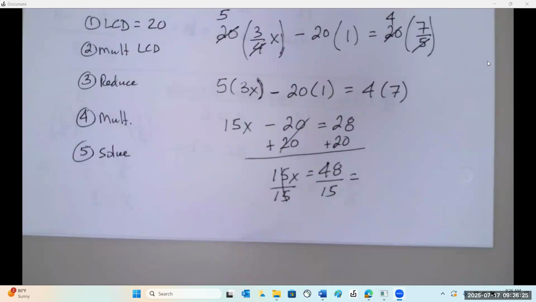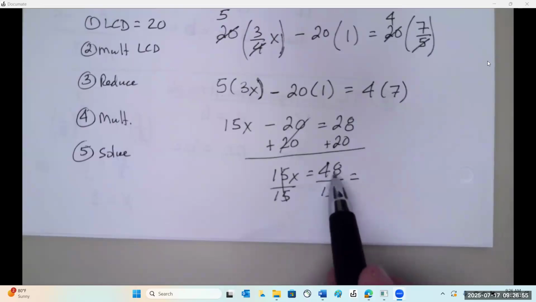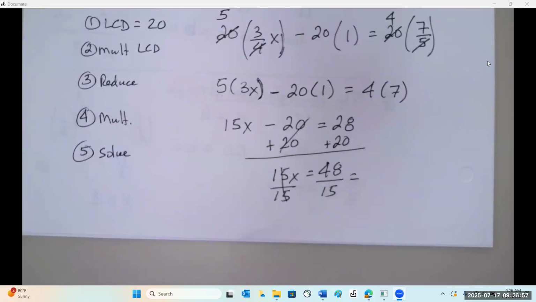Can 48/15 be simplified? Do they have anything in common? Yes. Earlier this week, I told you all shortcuts for finding out if things are divisible. How do we know if it's divisible by 3? Is 15 divisible by 3? If you add 1 plus 5, it equals what? Is 6 divisible by 3? Yes. How about 4 plus 8? Is that divisible by 3? Yes. So both of these are divisible by 3.